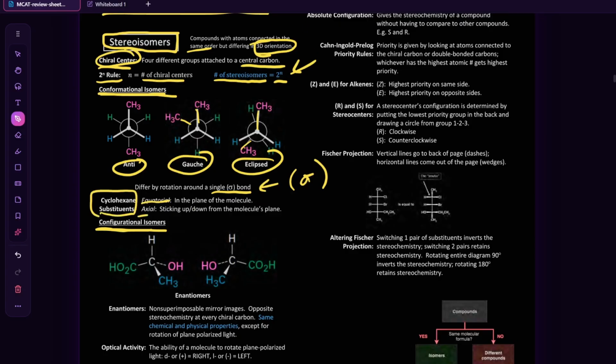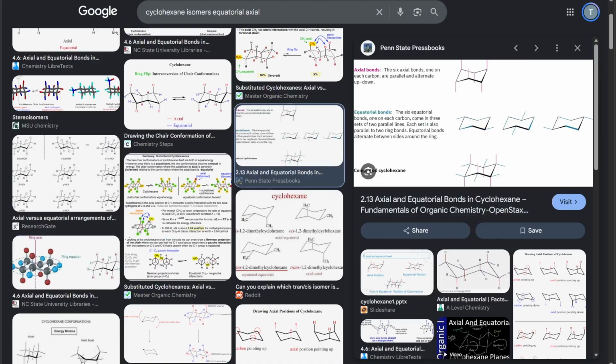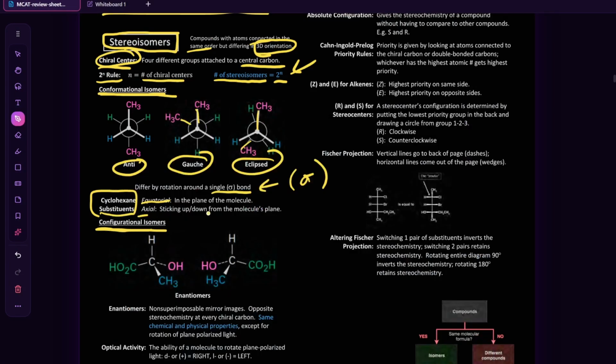So let's go over that real quick. When people say cyclohexane, it's kind of like a ring, right? Cyclo for the ring, but hexane is for 6 of these. And specifically, cyclohexane can have axial bonds. 6 axial bonds, 1 on each carbon, are parallel, and they go up and down. So axial you can think of as going up and down.